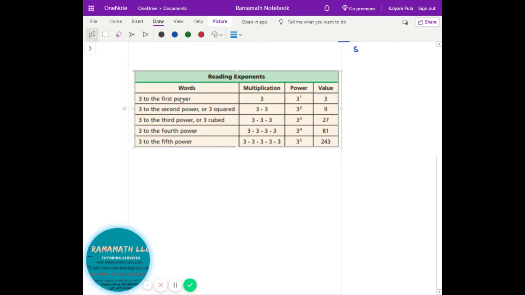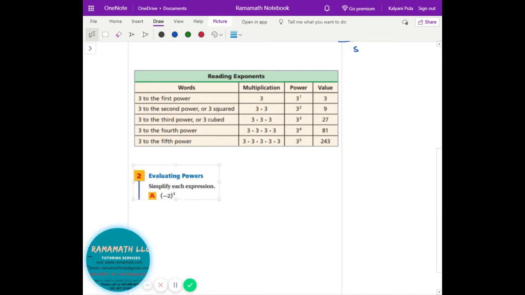3 to the first power, which is 3. 3 to the second power, 3 squared, 3 times 3, is 9. 3 to the third power, 3 cubed, 3 times 3 times 3 is 27. Right. 3 to the fourth power, 3 times 3 times 3 times 3. Very good.